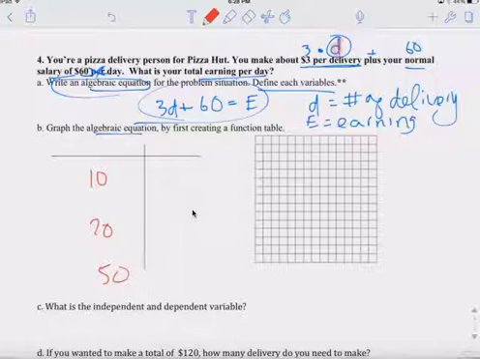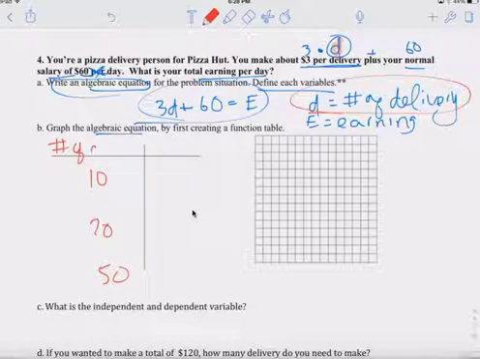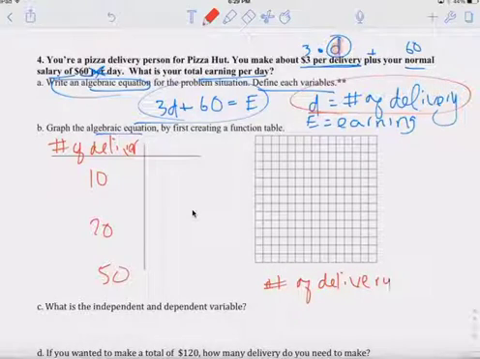Okay, so that's the independent variable, that's the number of delivery. And that goes here. Number of delivery is the independent variable. And then this is the cost, you're earning in dollars. And that goes here, earnings.